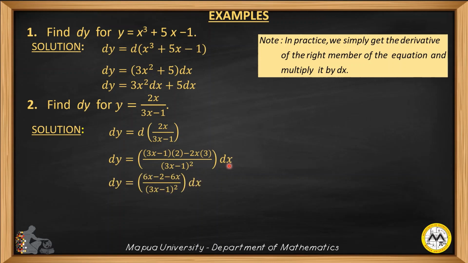And if we simplify the derivative of the function y, that would just simplify to negative 2 over the square of 3x minus 1. Hence, dy is equal to negative 2 over the square of 3x minus 1 times dx.